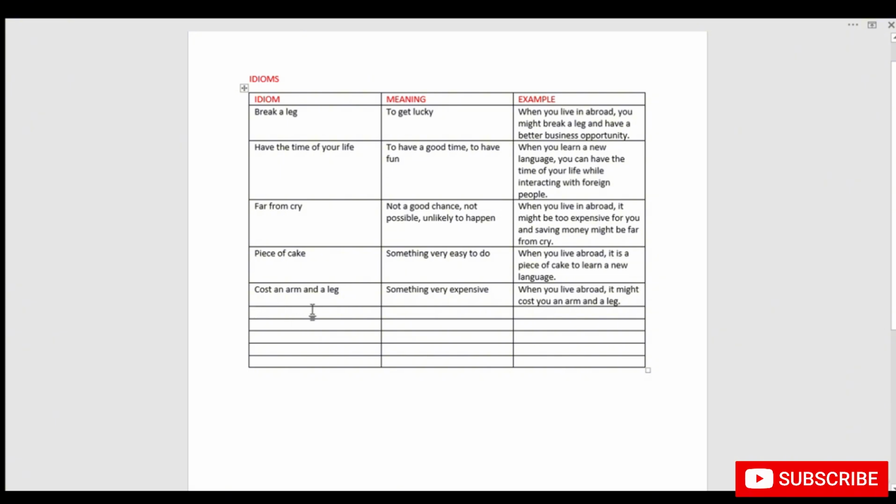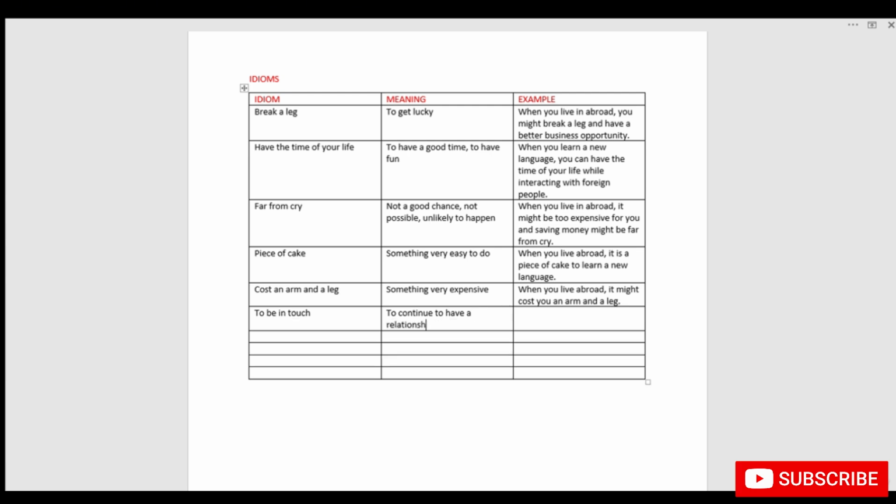Let's look at the next example. To be in touch. It means to continue to have a relationship with someone, or to get in touch.